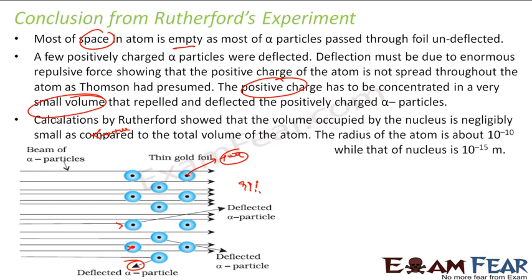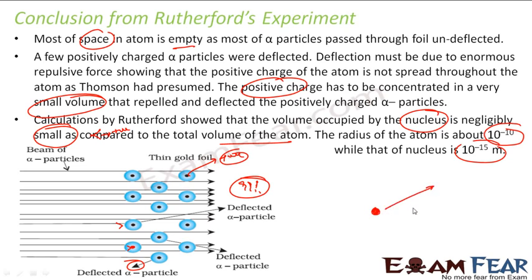Also, he did all the calculations about the number of alpha particles that came straight and the number deflected. He found that the nucleus occupies a very small volume as compared to the whole volume of the atom, right? If the radius of the atom is 10 to the power minus 10 meter, the radius of the nucleus is 10 to the power minus 15 meter. If we have a cricket ball as a nucleus, then we have an atom of diameter 5 kilometer. That is the amount of empty space we have in an atom.